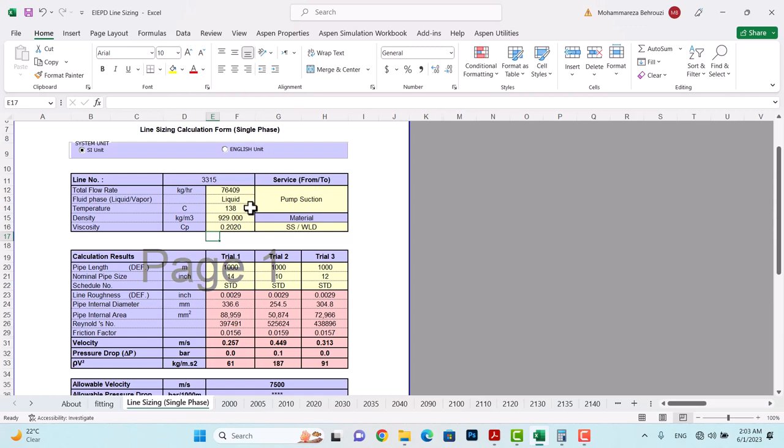And by the way, for the gas application, for the previous examples, we start from 8 inches. You can perform the trial by 6 inches, 4 inches, and see the results. Anyway, I'm going to start here by 3 inches and 4 inches. And 6 inches.